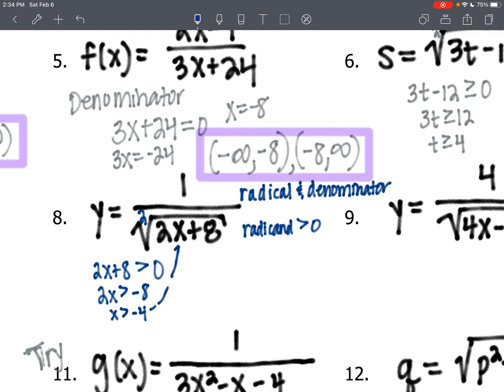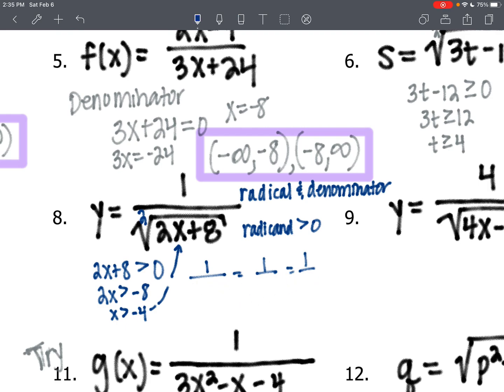When you put a negative 4 in, 2 times negative 4 is negative 8. And I'll have the square root of negative 8 plus 8, which is the square root of 0, which is 0. And I can't have a 0. So negative 4 is not going to work. However, anything greater than negative 4 will work. So let me show you.